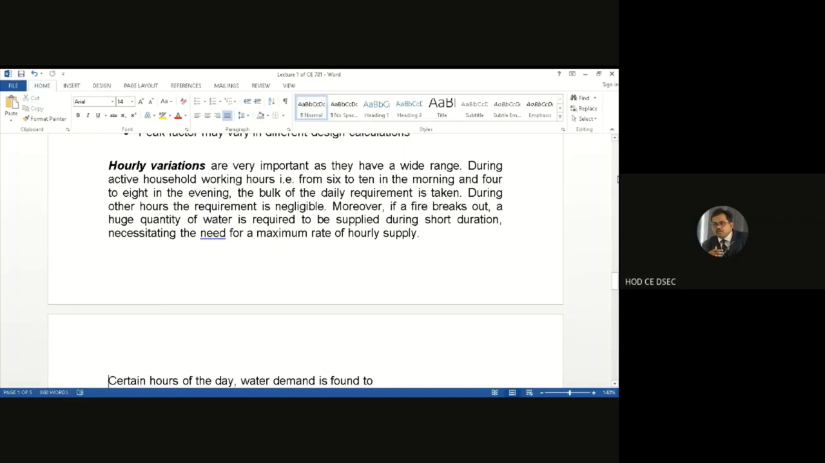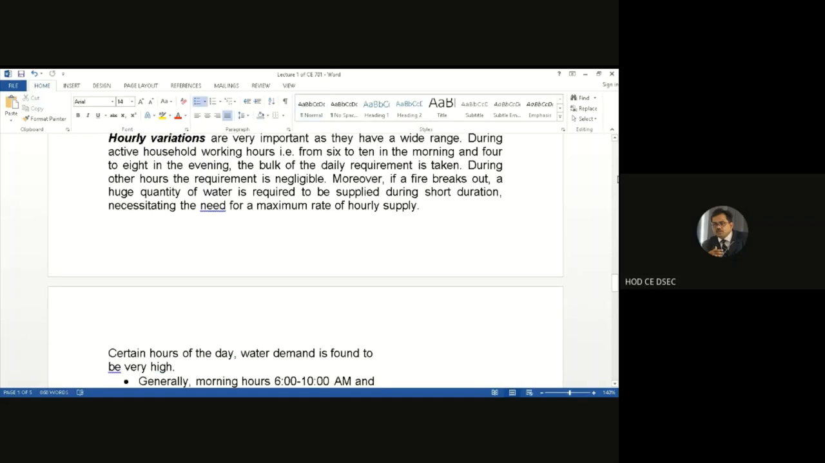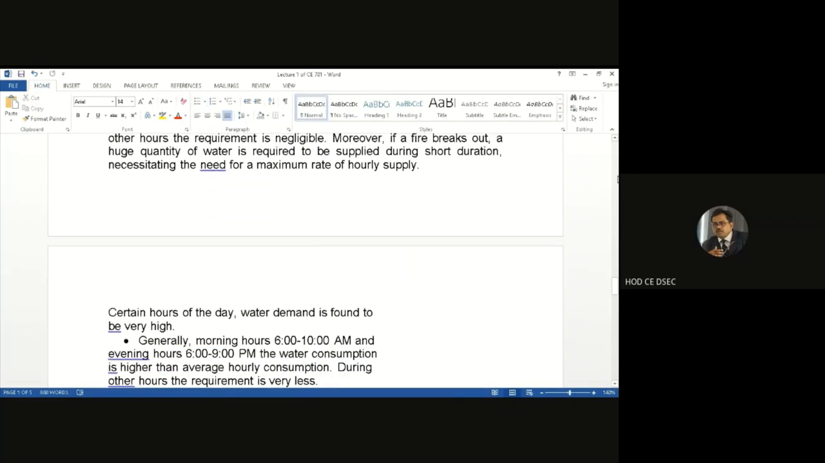And as I told earlier, although the per capita demand is less compared to others in firefighting, the discharge, that is the liters per day, applying those formulas based on the population, is very, very high. So for the hourly variations, if a fire breaks out, water is required to be supplied during a short duration, and automatically the demand goes high. So we have to keep that in the design of the water system.